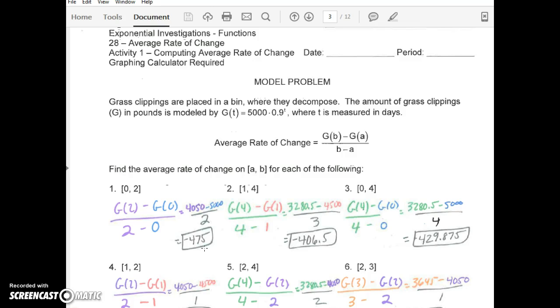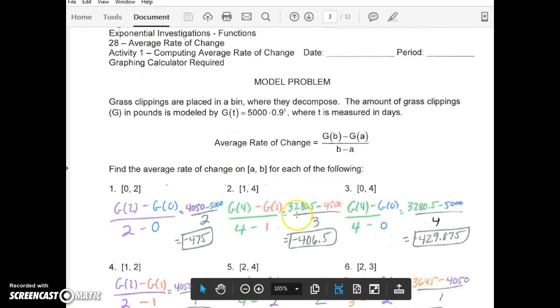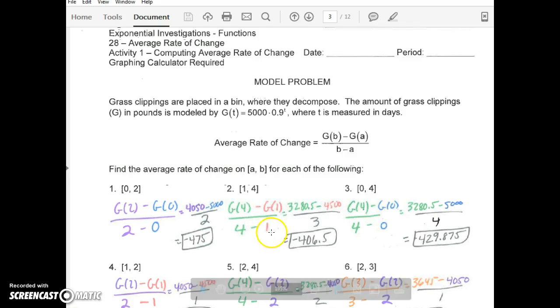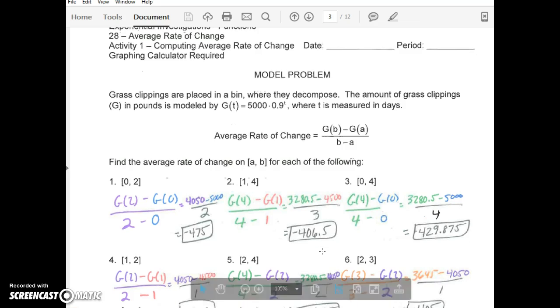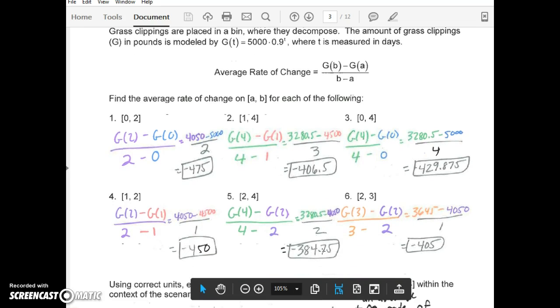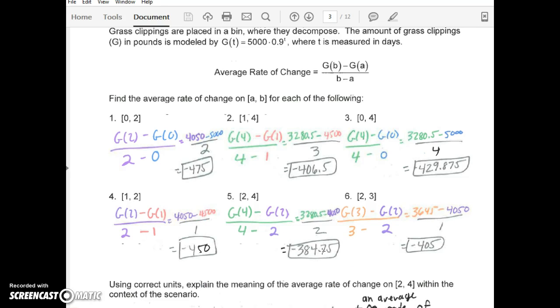On number 2, I did the same thing, but my A and B have changed, so my inputs have changed and my outputs have changed. So G of 4 is 3,280.5, and G of 1 is 4,500. Divided by 4 minus 1, which is 3. We end up getting negative 406.5. And I keep doing the same thing for all those. Now you notice that all of these different intervals produce different average rates of change. And that will happen on exponential functions. Exponential functions will have different rates of change depending on the interval.